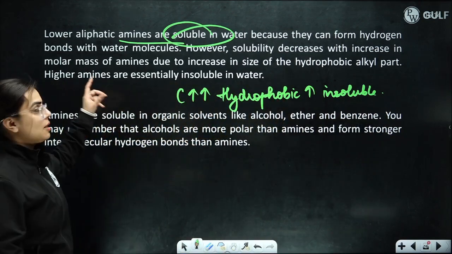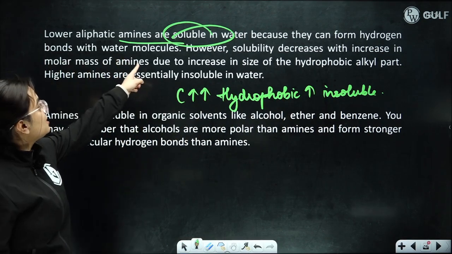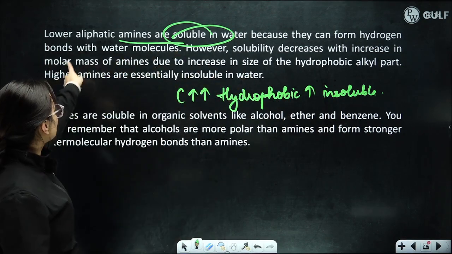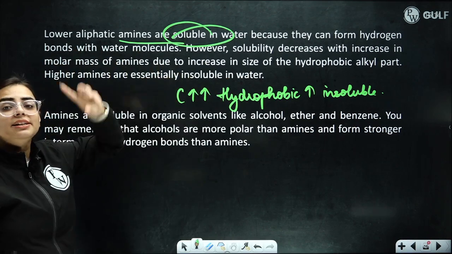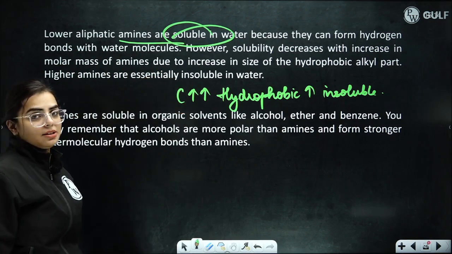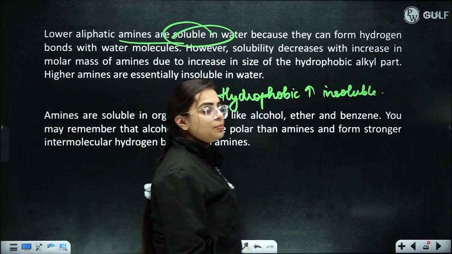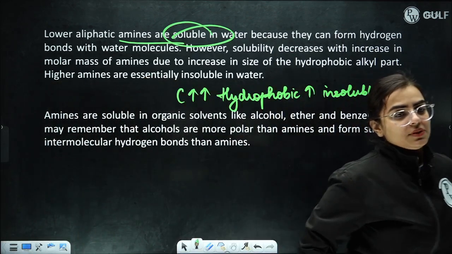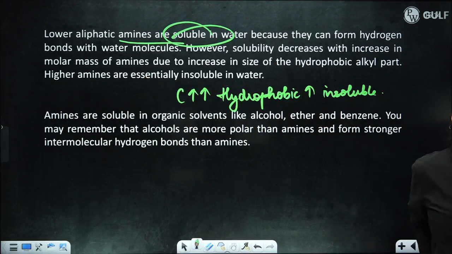part gets increased. So, this is written: the lower aliphatic amines are soluble in water because they can create hydrogen bonds. However, solubility will decrease with increasing carbon atoms due to the hydrophobic alkyl part, right? And when it is hydrophobic, it won't be soluble. Clear? So, the lower ones can only be soluble but not the higher ones.